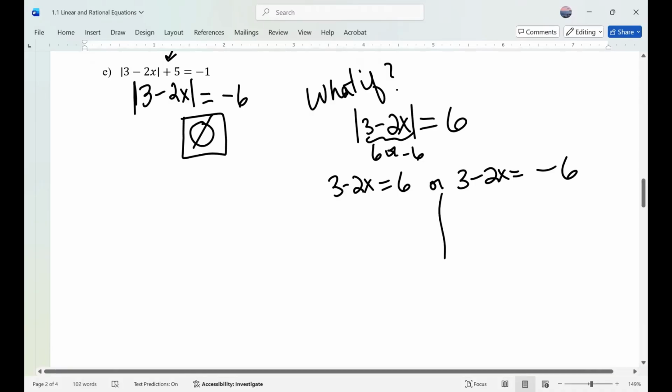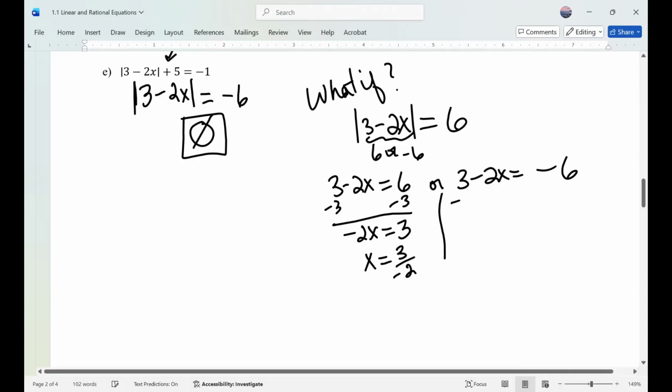Now we solve out each one. So I would subtract 3 over here. So this will give me negative 2x equals 3. And then divide by negative 2. That would give us 3 over negative 2, or negative 3 halves. And don't worry about if it doesn't come out nicely, just leave it as a fraction.